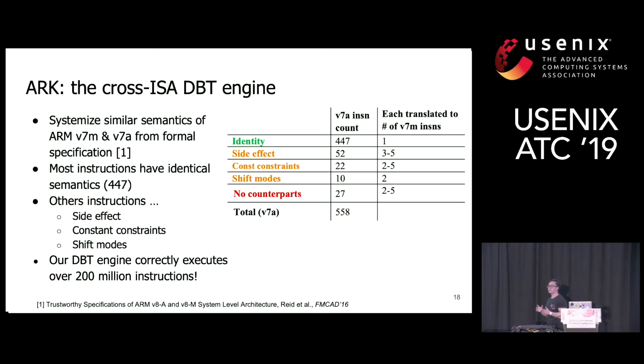ARC ports QEMU to the peripheral core to implement the cross-ISA DBT. We are able to derive the translation rules from the formal specification. We found that out of 558 ARM v7a instructions, 447 can be directly translated to a single v7m instruction, shown in the green part. For the others, in the orange and red parts, we have to emit an additional 1 to 4 instructions to emulate. Our DBT engine is able to correctly execute over 200 million instructions in our benchmark. We verify this by dynamically comparing the execution results with the native kernel and also statically examining the translated code.